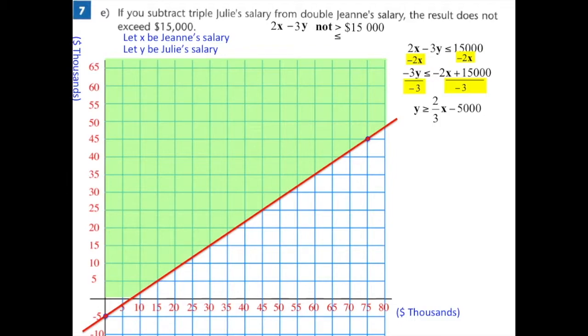Notice I only drew it in the first quadrant because nobody is going to be working if they're drawing a negative salary. It means you're owing money for every hour you work. In any case, that's it for question number 7E.